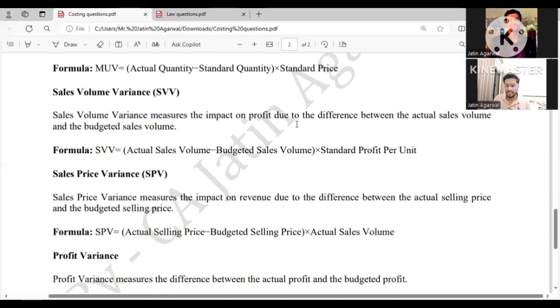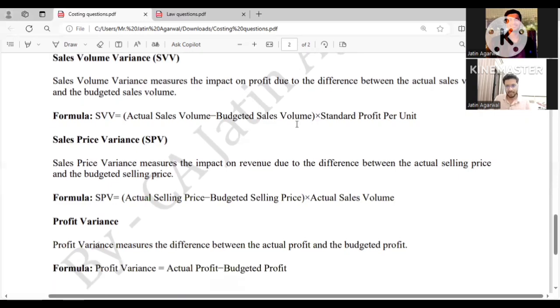Now sales price variance. In this, basically that department which is responsible for setting the price of the product is responsible. Like they promise to sell at budgeted selling price, but their actual sale price is something else. So they are responsible for actual selling price minus budgeted selling price multiplied by actual sales volume, right?